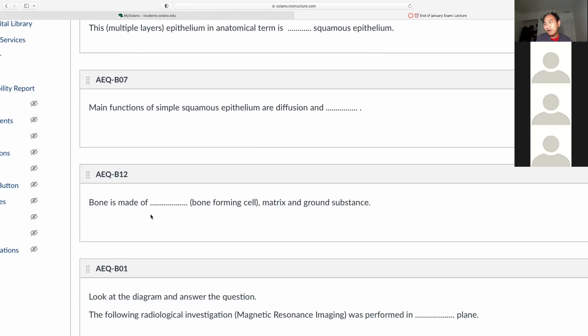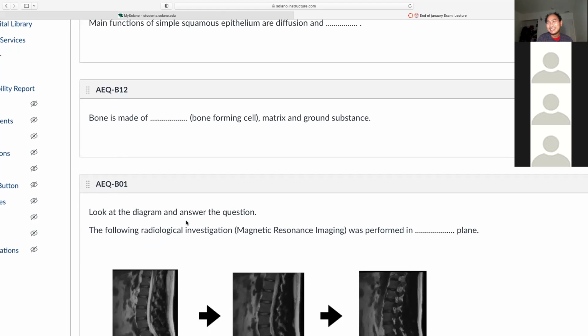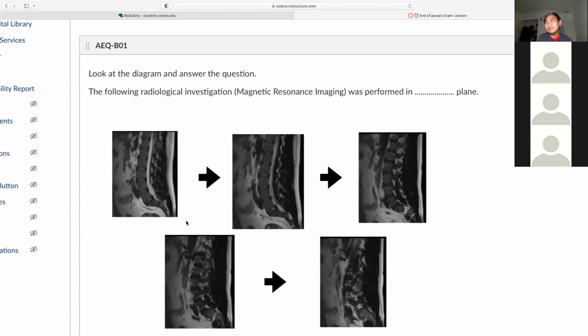And bone is made of blank forming cell, matrix, ground substance. Cartilage forming cell is chondroblast. Bone, is it cytoblast? No, fibroblast? Fibroblast is fibrous tissue. I know the name. Bone forming cell is osteoblast, there we go. Osteoblast.